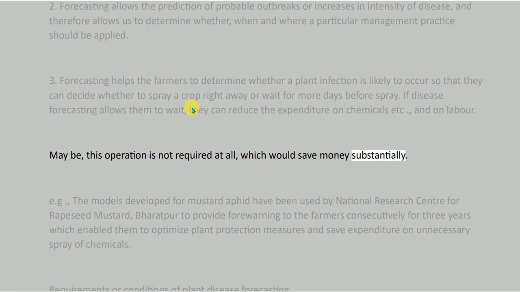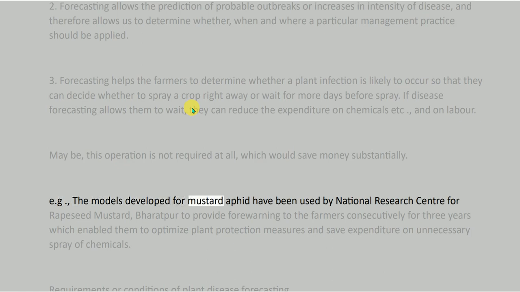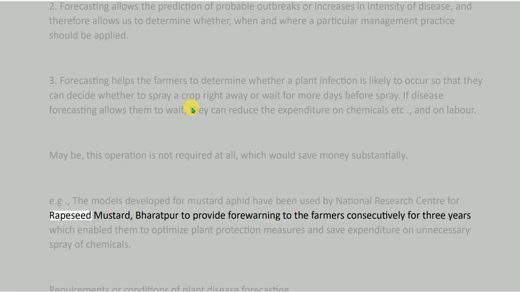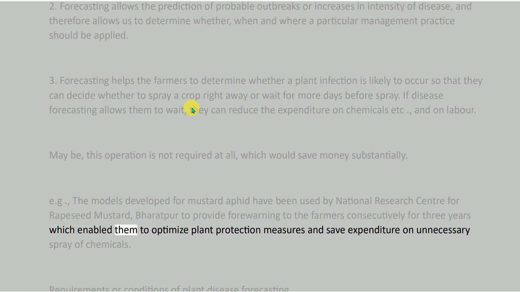E.g. The models developed for mustard aphid have been used by the National Research Center for Rapeseed Mustard, Bharatpur, to provide forewarning to the farmers consecutively for 3 years, which enabled them to optimize plant protection measures and save expenditure on unnecessary spray of chemicals. Requirements or conditions of plant disease forecasting.